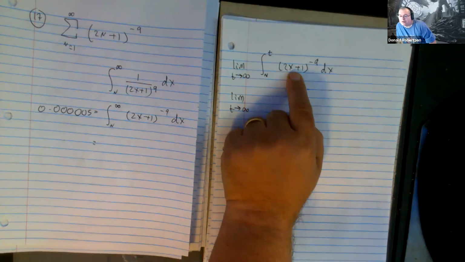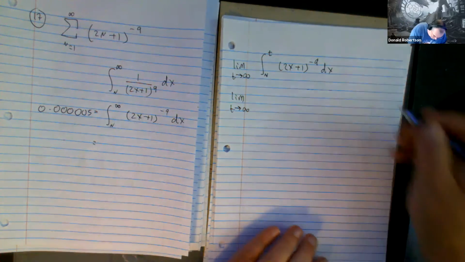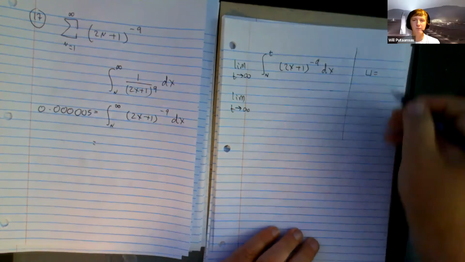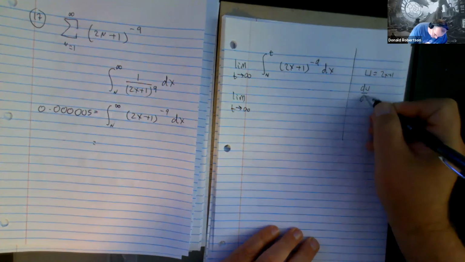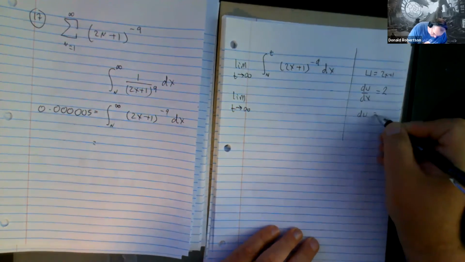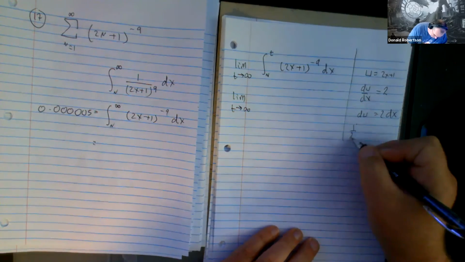How do you integrate that ugly power? Help to u sub. Who would the u sub be? 2x plus 1. Great. Differentiate with respect to x. Multiply both sides by dx. I call that crossover. Isolate the dx.